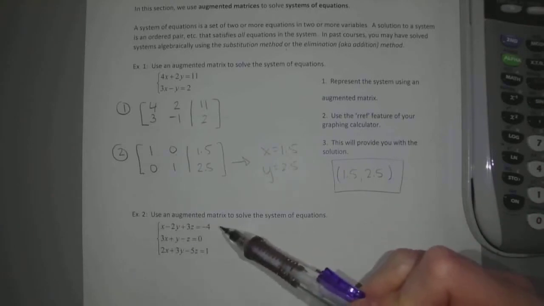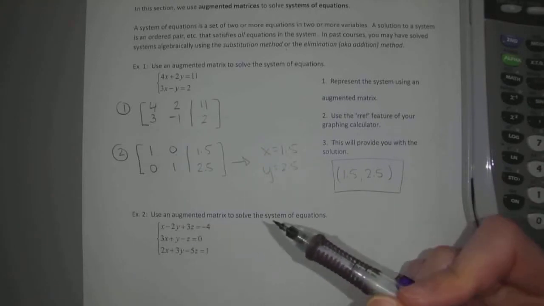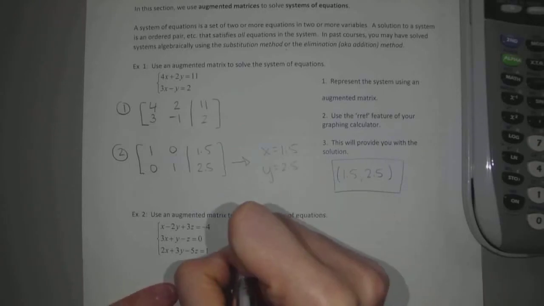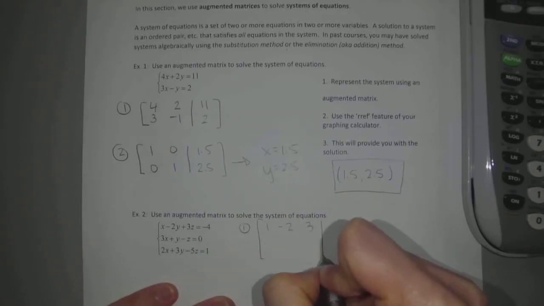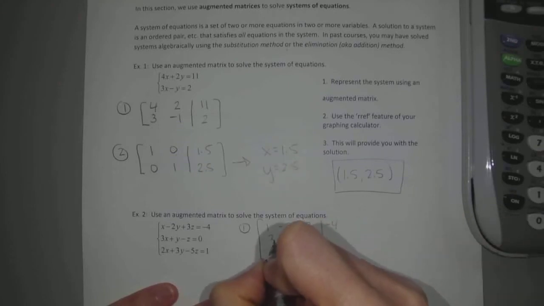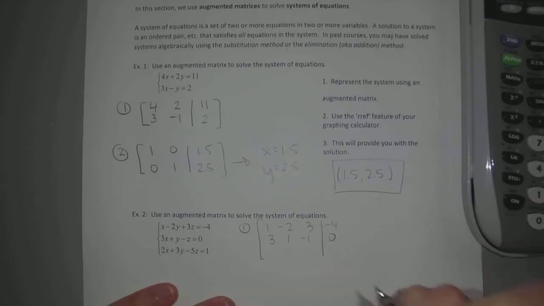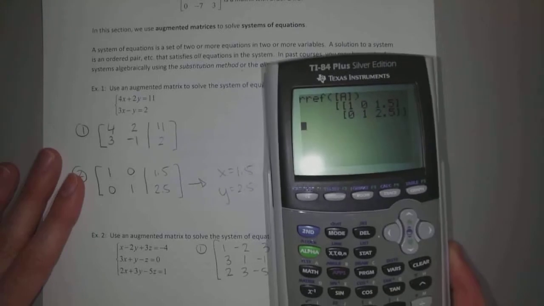Well, now what we can do is we can put it in our calculator. This is a 3 by 4 matrix, and we can just row reduce it, okay? So step number 1, let's write the matrix. 1, -2, 3, vertical line, -4. 3, 1, -1, 0. 2, 3, -5, 1. Okay, so this at least shows me that, hey, this is what I intended to type in my calculator. If you get the wrong answer, then I'll know that you accidentally input it incorrectly, okay?